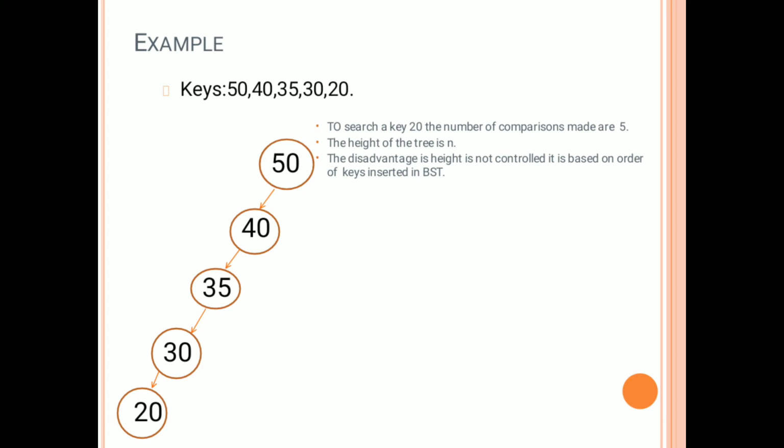So to insert an element into a binary search tree of this kind or to search for an element in a binary search tree of this kind, we have to make many comparisons. So it takes more time to insert or to search for an element in a binary search tree having this kind of structure. To avoid this disadvantage, we are going for AVL trees.